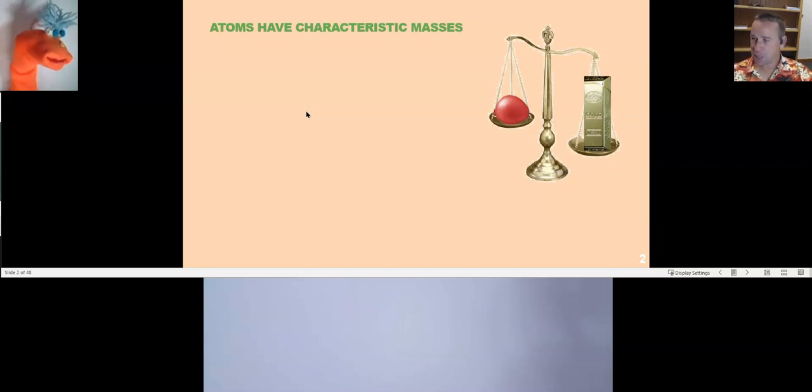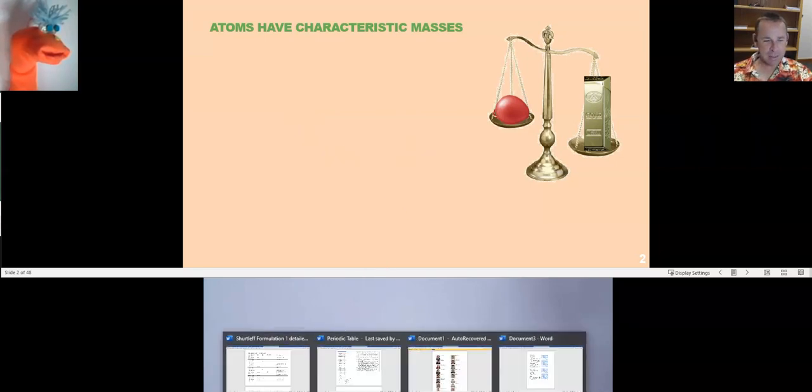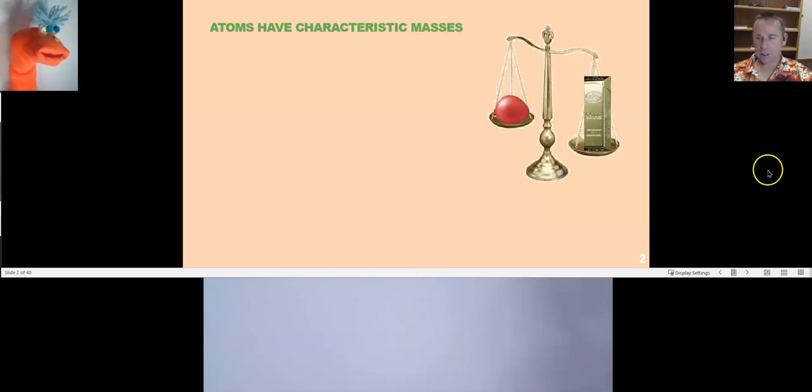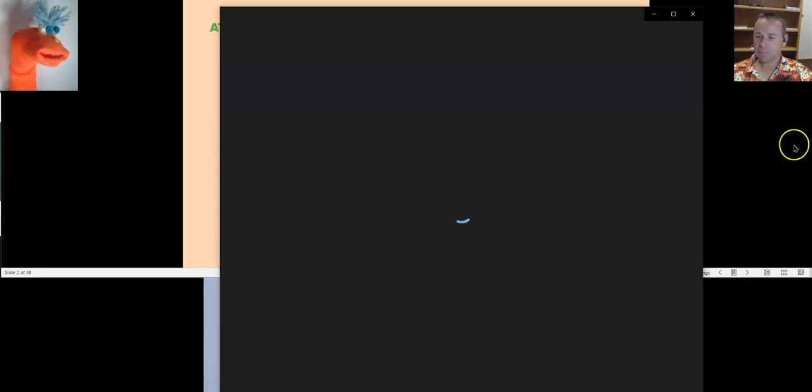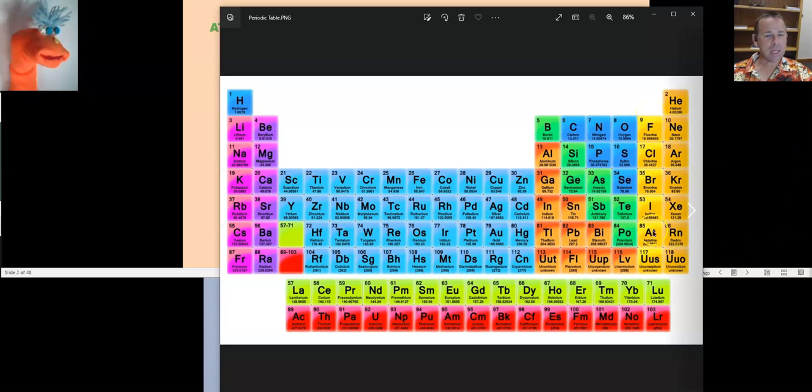Well, there's kind of a similar type of issue associated with atoms. What weighs more, an atom of gold or an atom of helium? An atom of gold. That's right. They're not the same mass, are they? Atoms have different masses based on the number of protons and neutrons that they have.